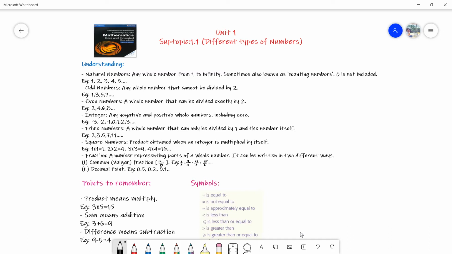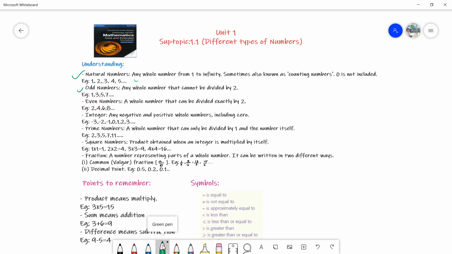The first thing we need to understand is what natural numbers are. I'm going to use the color green. What are natural numbers? Any whole number from 1 to infinity is called a natural number. These are the numbers that we use every day. They are also sometimes known as counting numbers, in which 0 is not included. Examples are 1, 2, 3, 4, 5, and so on. Then second comes odd numbers. I hope you know these things from your earlier classes.